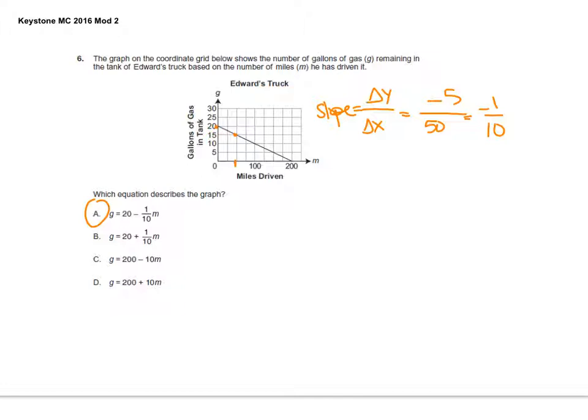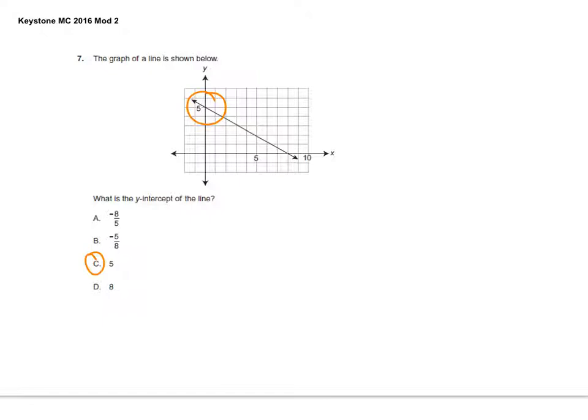Okay, if you take a minute and look at this problem, it's actually pretty easy because we can see from our graph that he starts with 20 gallons of gas. We can see this in our equation. It's in intercept form, so I can eliminate C and D right off the start. I should be able to eliminate B too. I showed you my slope calculation to prove it, but I can eliminate B because it's a positive slope and I can clearly see my slope is negative.